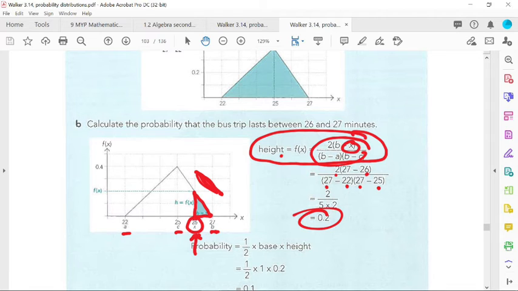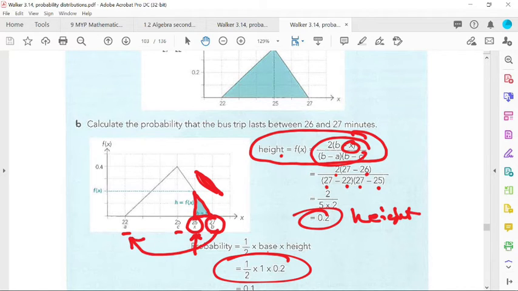So this is your height. Since you have the height, you can plug the information into the area formula. So 1/2 times your base. How do you find your base? Maximum minus the minimum. But in this case, we're just looking for this little triangle, so we take the biggest value minus this side. 27 minus 26 gives us a base of 1. We found our height, so 1/2 times 1 times 0.2. Plug those into your calculator, and it will give you your probability of 0.1 in this case.